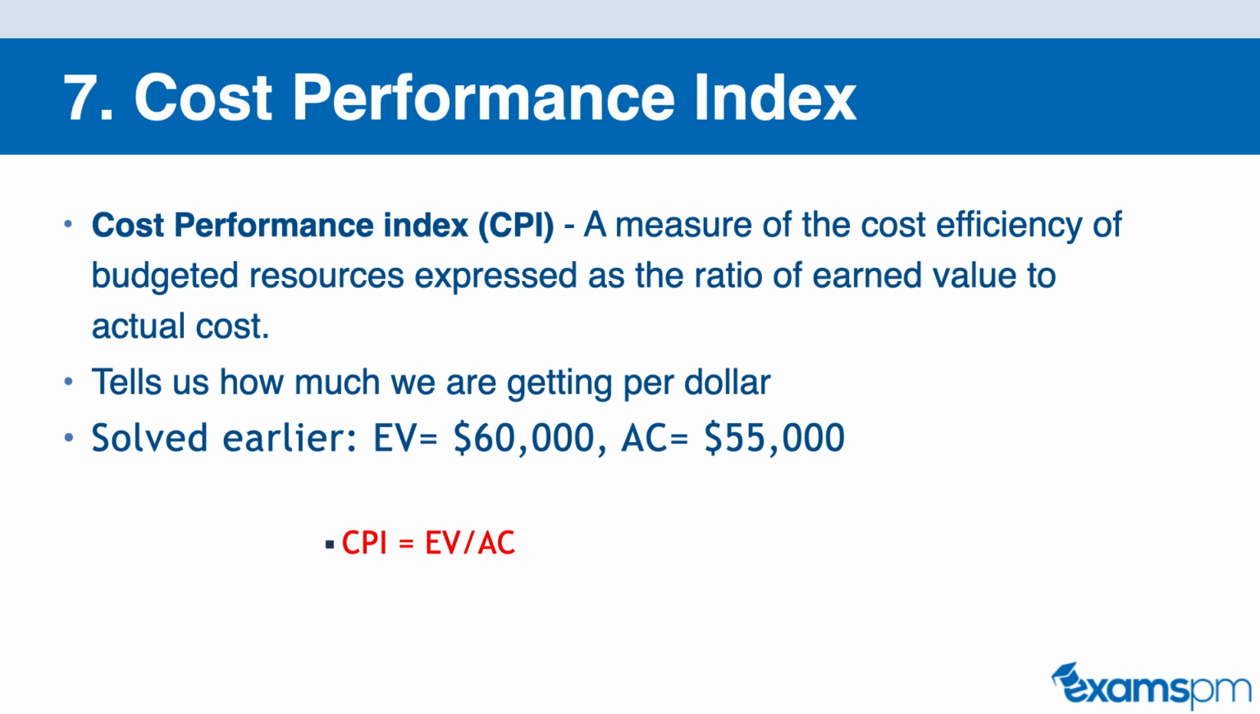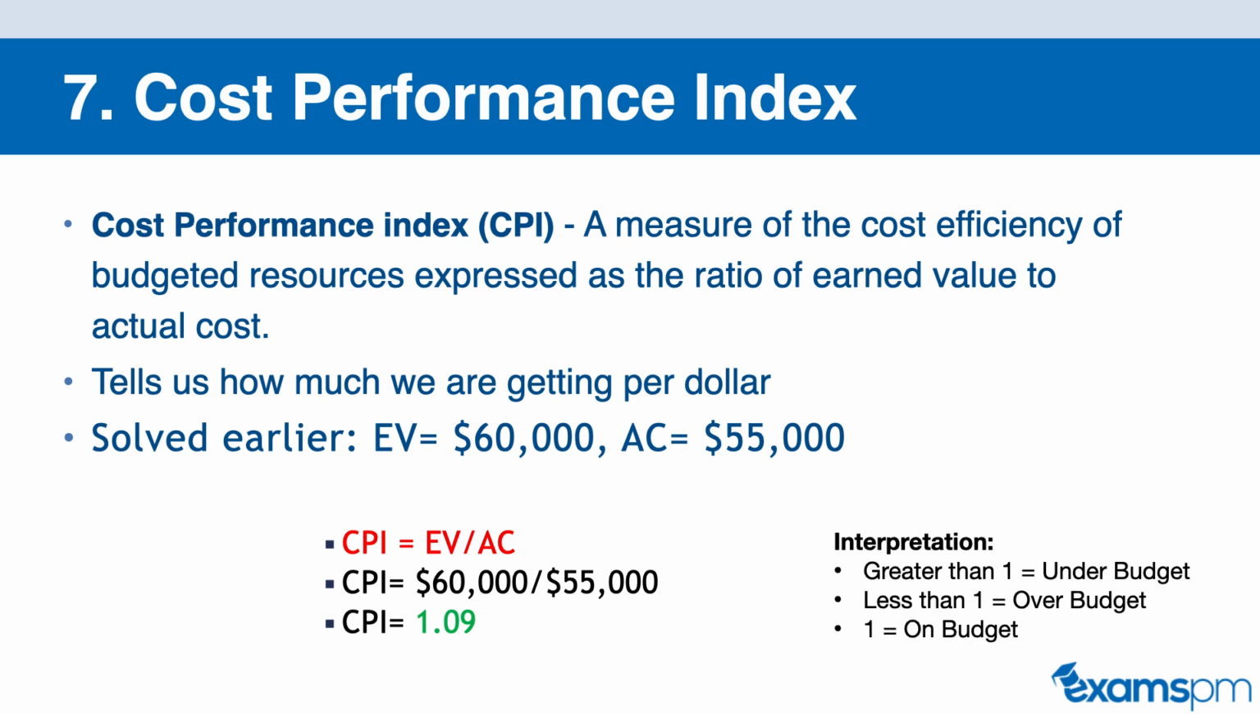So from our installation Windows example, our earned value was 60,000 and our actual cost was 55,000. And so if we divide the two, 60,000 divided by 55,000, we get a CPI of 1.09. Now, like the variances, you not only need to know how to calculate these formulas, you will need to know how to interpret them as well.